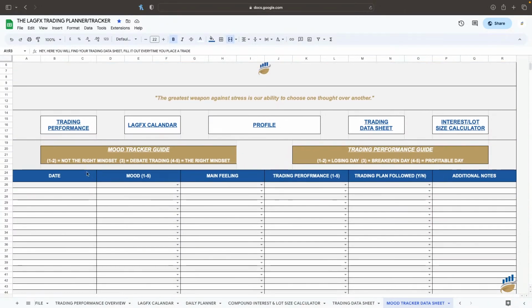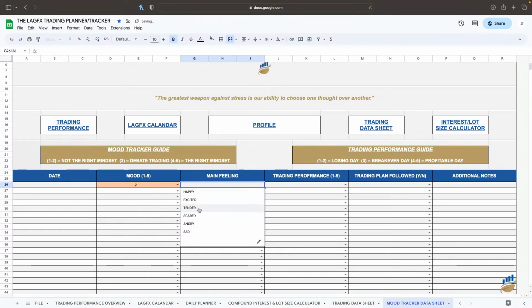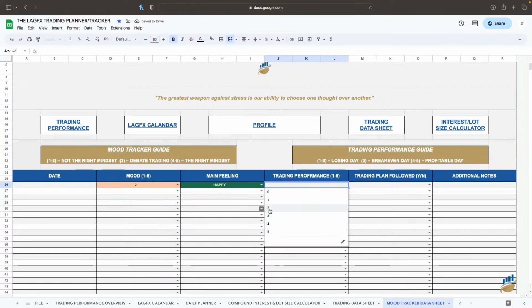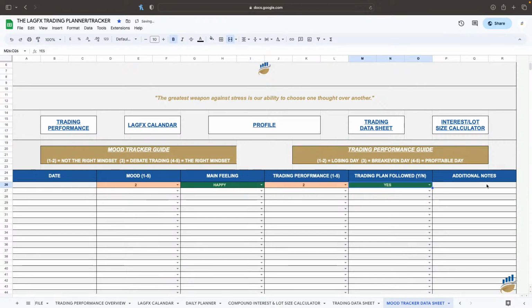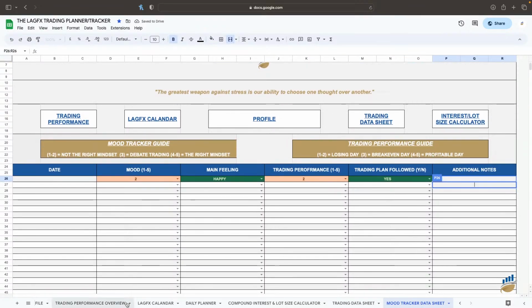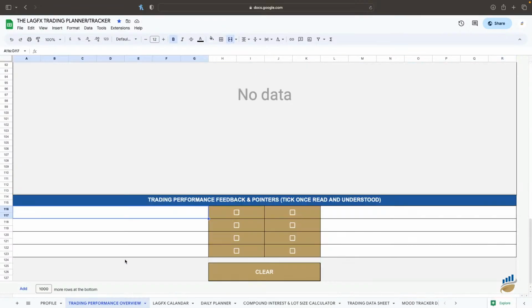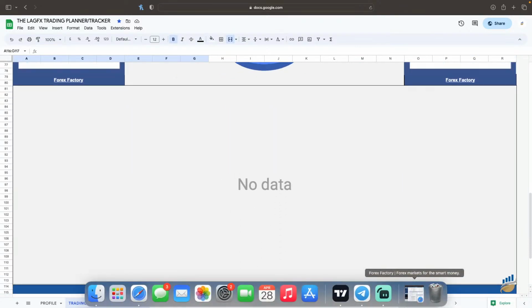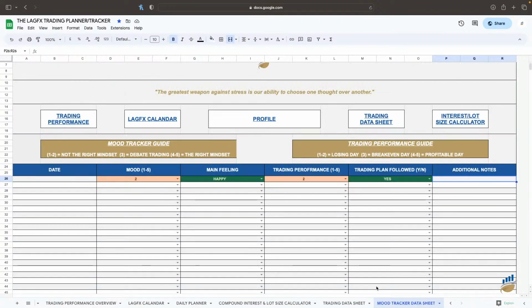Mood tracker. This is what you fill out to get your results for your mood. Mood is 2. I'm feeling happy. My trading performance, well, with my mood being a 2, I had a rubbish trading performance today. Yes, I followed my trading plan, but things didn't go as I wanted them to. You then go back to the trading performance overview, and your data will show up here. The reason it's not is just because we haven't got enough data in on the data sheet. Actually, it's because I've not put the data in.